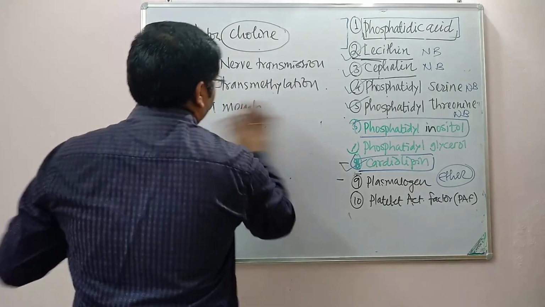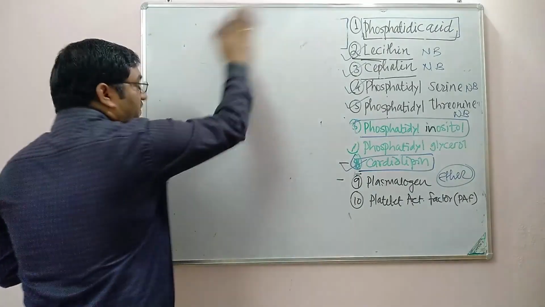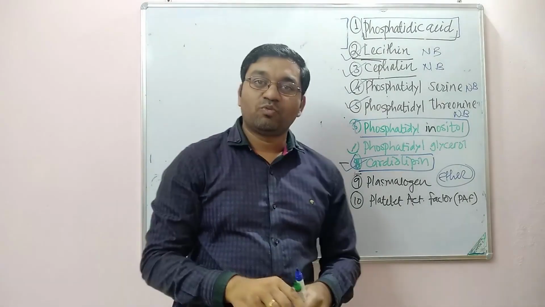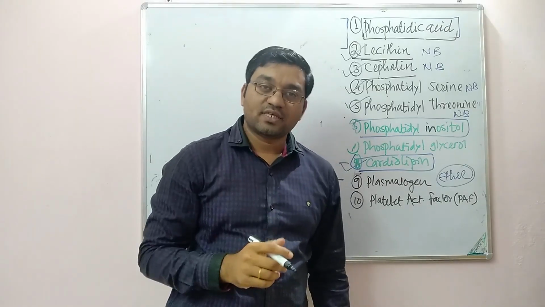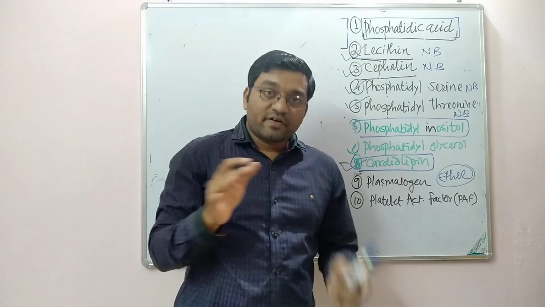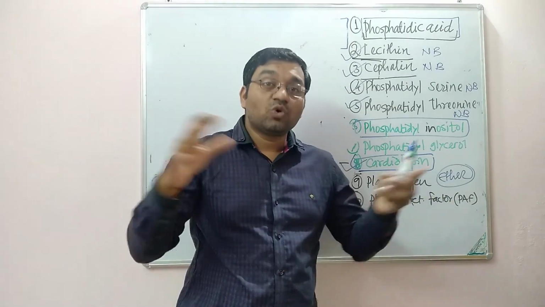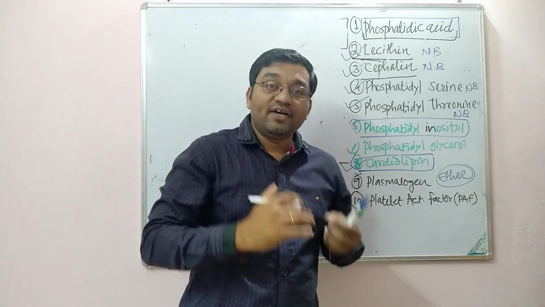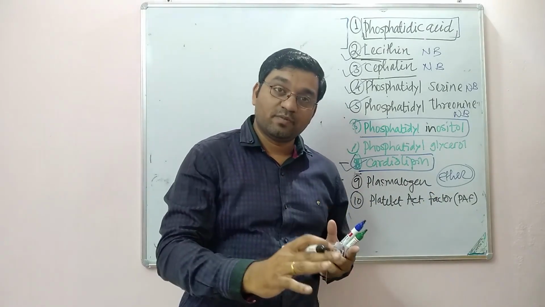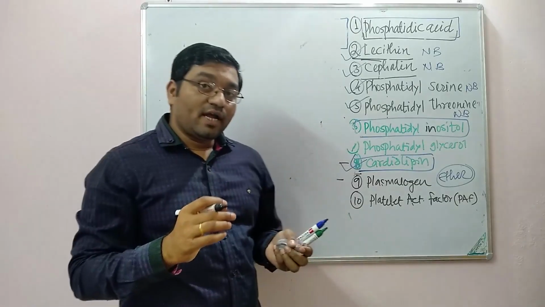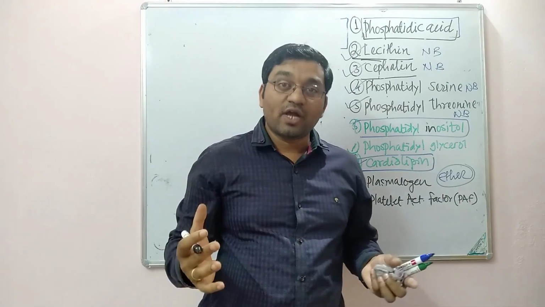We already discussed what dipalmityl lecithin is. Dipalmityl lecithin is a surfactant. The surfactant is composed of dipalmityl lecithin, cholesterol, and various proteins. These surfactants are responsible for maintaining the alveolar pressure. They prevent the collapse of the lung, or the alveoli, at the end of expiration, and help to inflate the lung, or the alveoli.